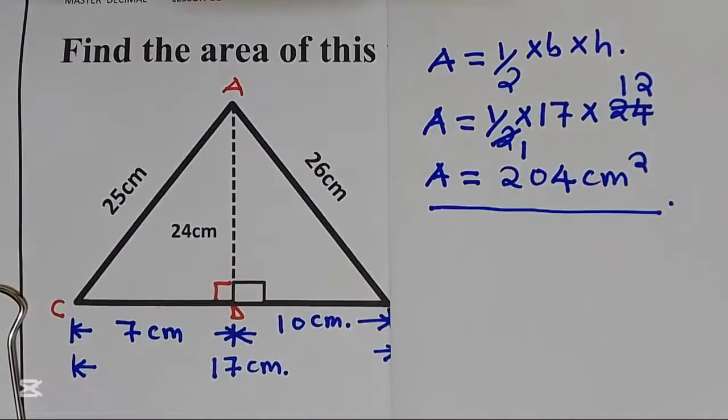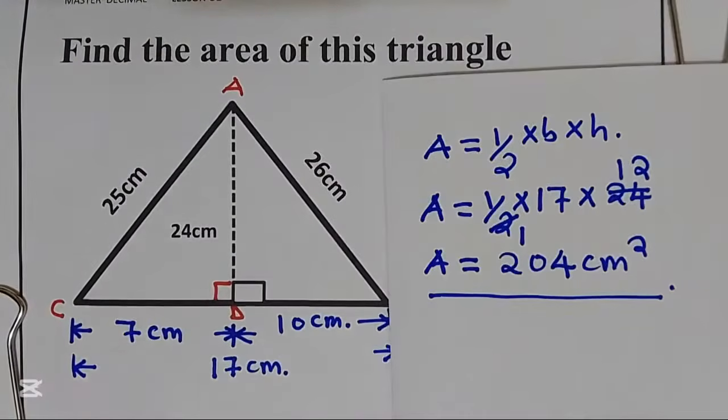Hope you understand how to find the area of this right-angled triangle. We start by finding the base and then we find the area.